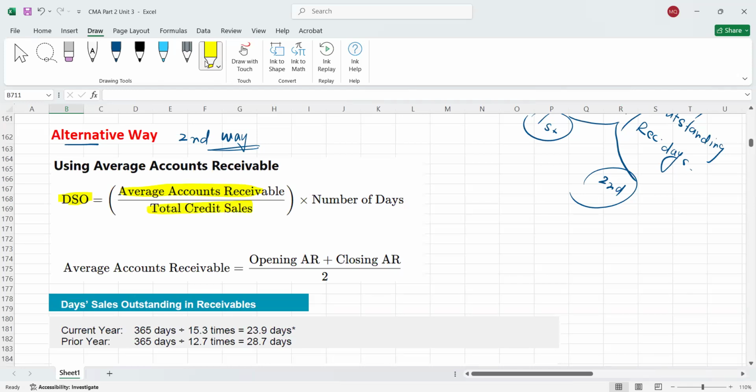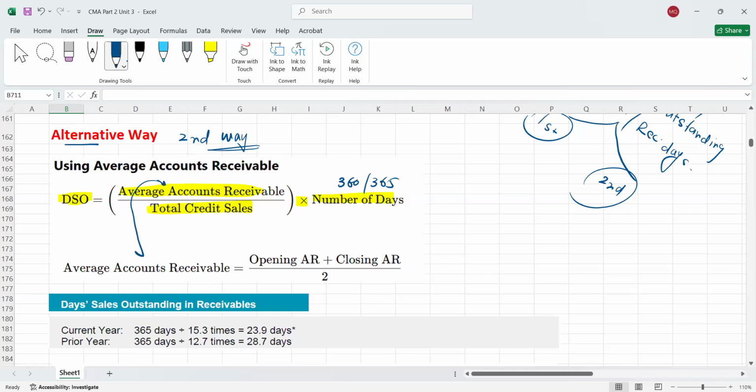Then you will multiply by the number of days in a year. If you are calculating the ratio on a yearly basis, it would be 360 or 365 days, and check the question for how many days you have to use. This is the alternative formula. This will give you the collection period also. Whether you use the first way or the second way, the answer should be the same.